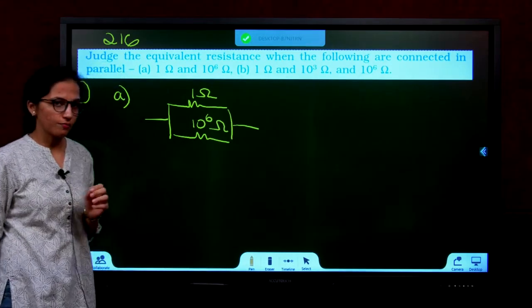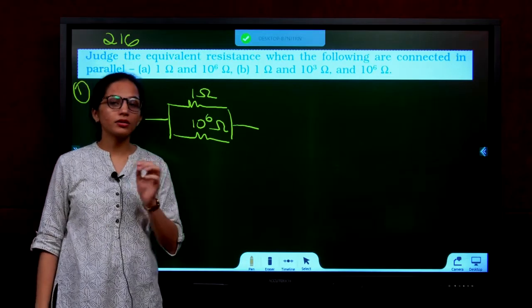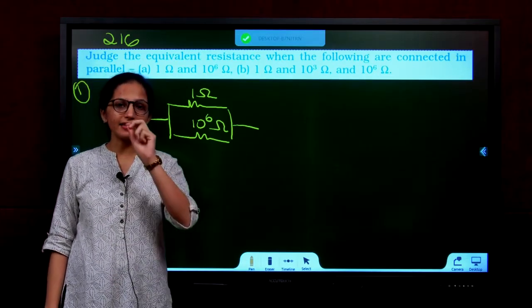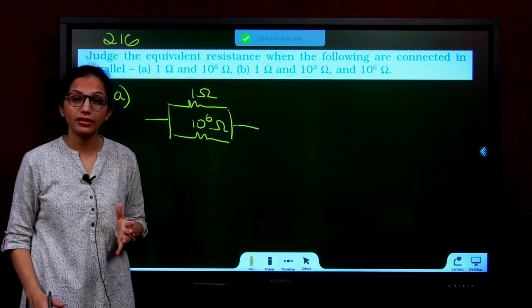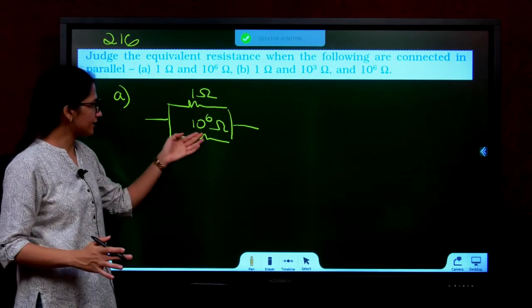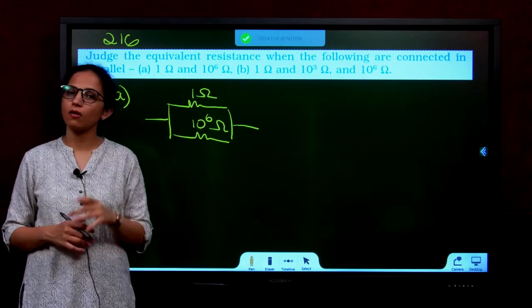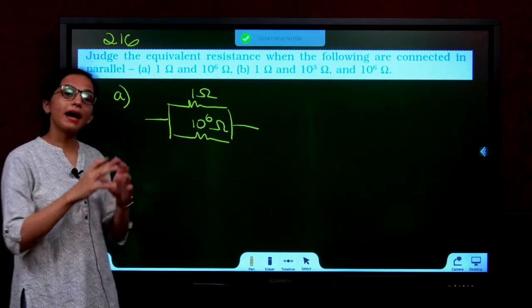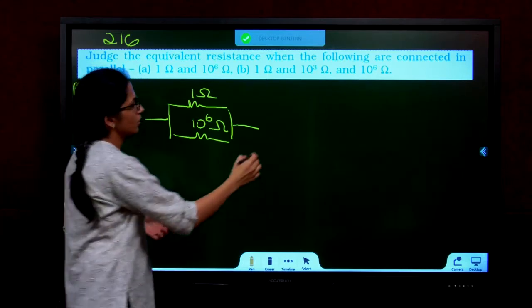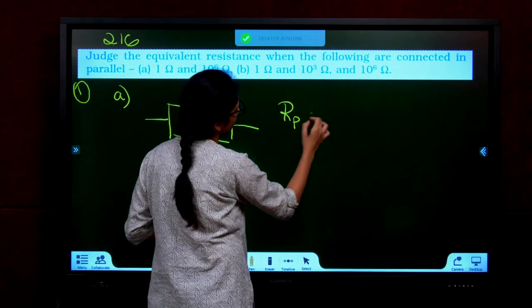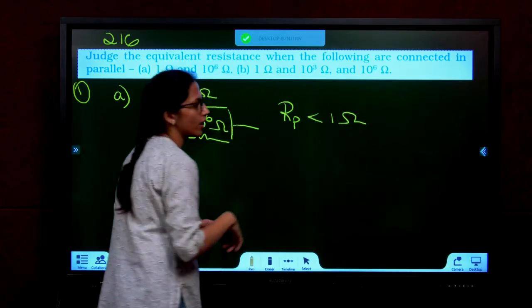In parallel combination, the total resistance is less than the least resistance. Who is the least? 10 power 6 means 10 lakhs. This is 10 lakhs, this is 1. Who is less? 1 ohm. That means my parallel combination answer will be less than 1 ohm. So Rp, your answer Rp will be less than 1 ohm.